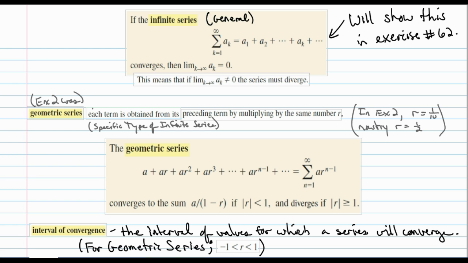Now that's going to converge, if you remember from pre-calc, to a, the first term, divided by 1 minus the r value if the absolute value of r is less than 1. It's going to diverge if it's greater than or equal to 1. Now what that means is converging when the absolute value of r is less than 1 means that r itself has to be between -1 and +1, and that's for a geometric series, and we call that the interval of convergence. So the interval of convergence is the values for which the series will converge, and for this geometric series that's going to be between -1 and 1.